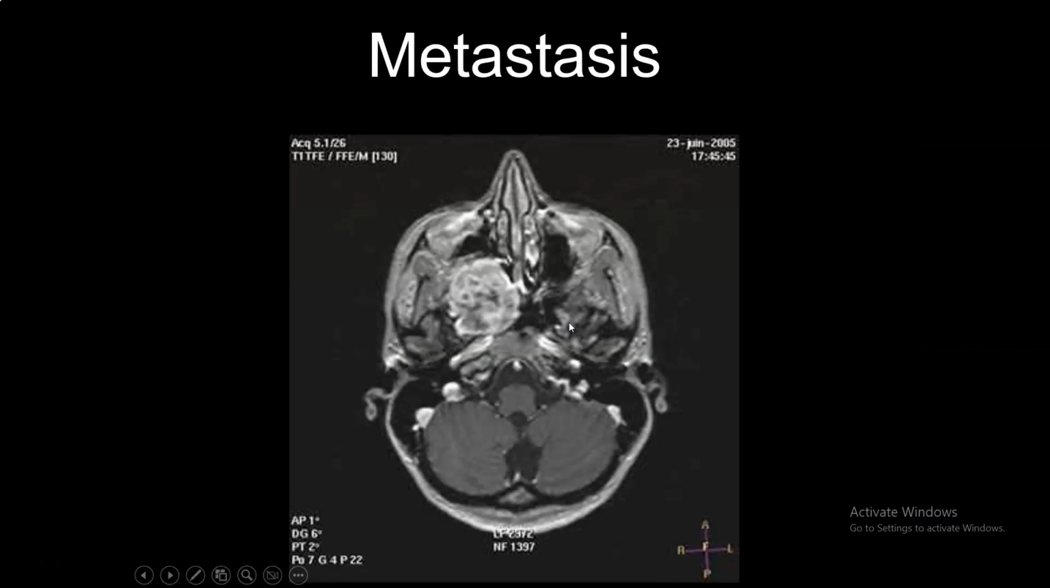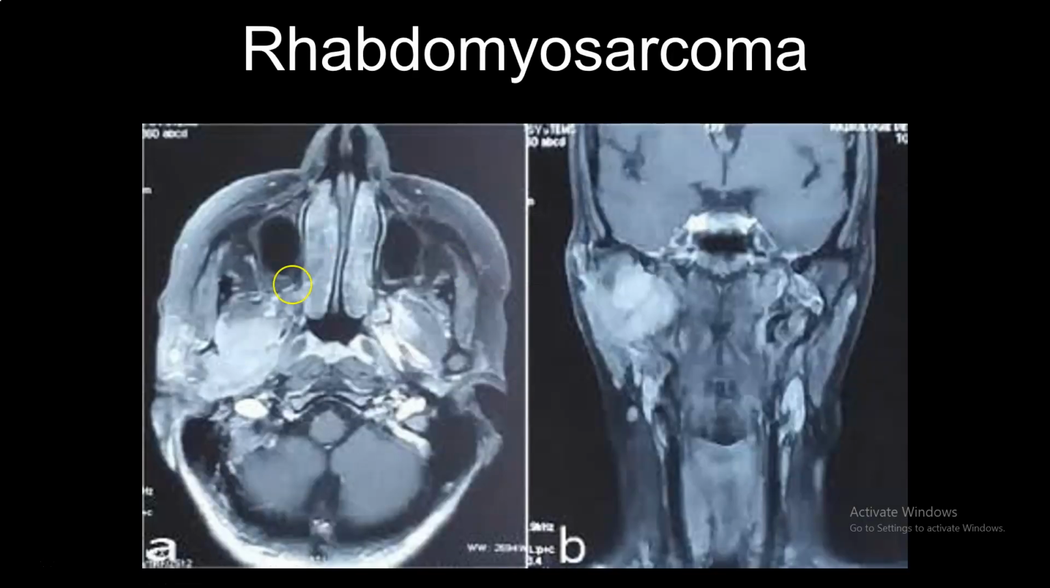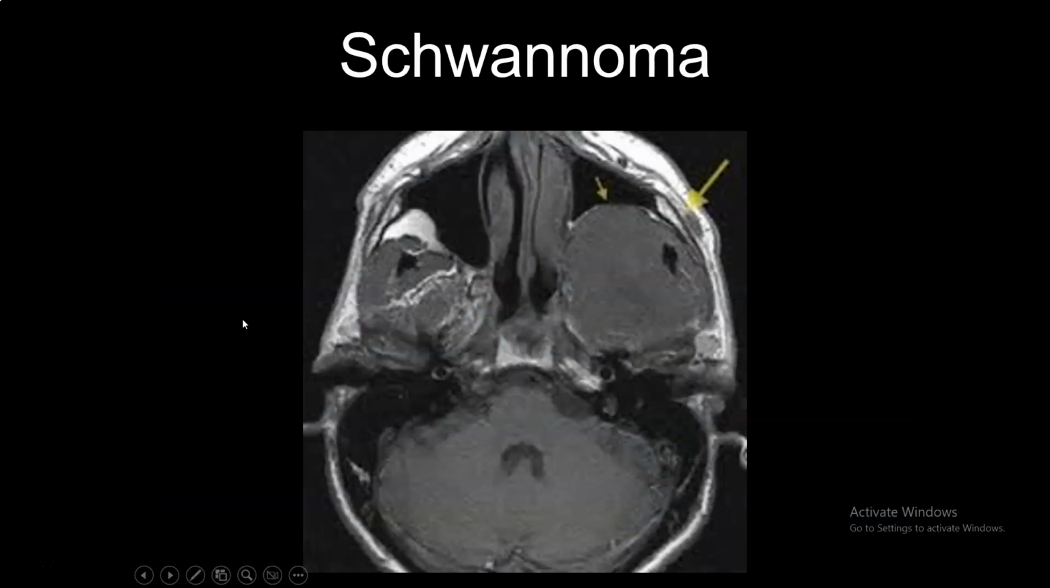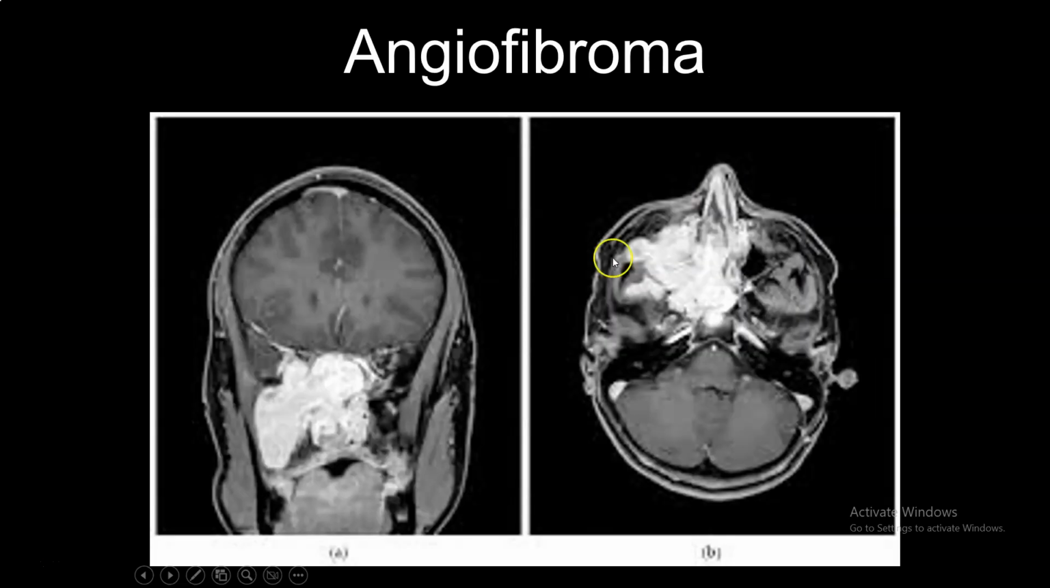Tumors of the infratemporal fossa. Metastasis can reach anywhere. Here there is a metastasis in the infratemporal fossa. And rhabdomyosarcoma, you can reach it here. And schwannoma from the V3, mandibular division in the infratemporal fossa. And the angiofibroma. This is a very benign tumor and very good prognosis.